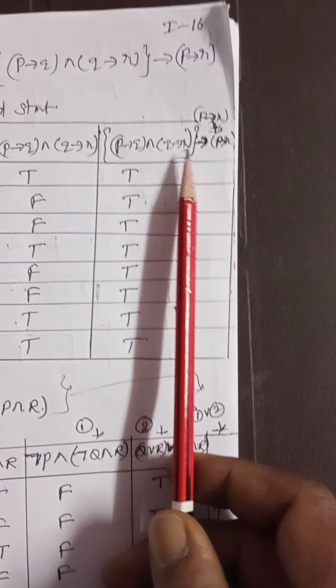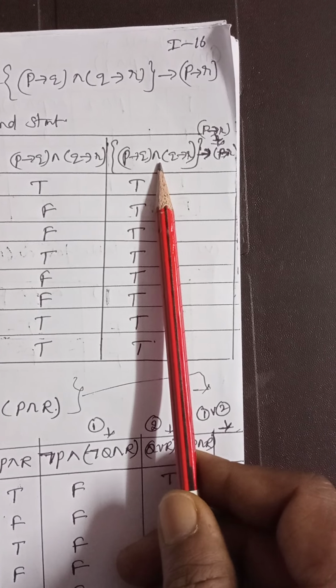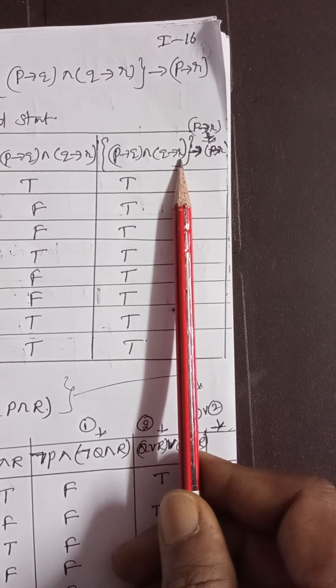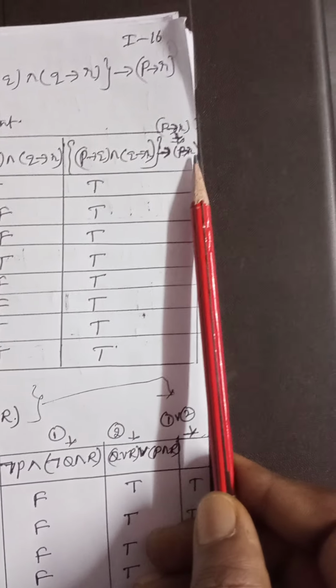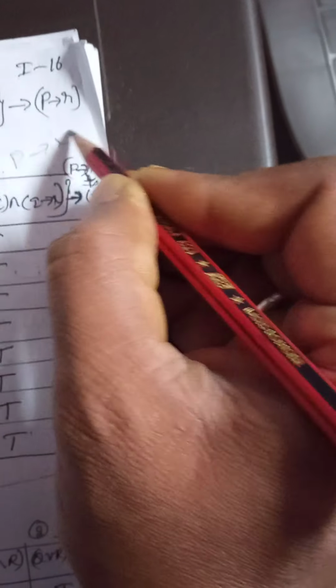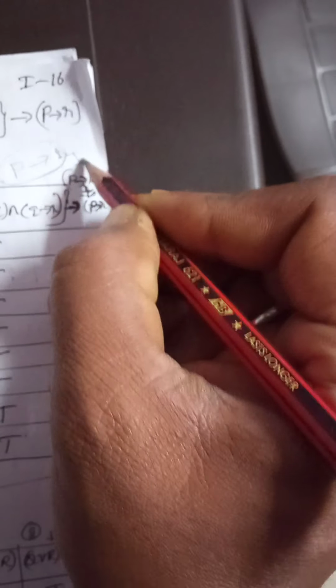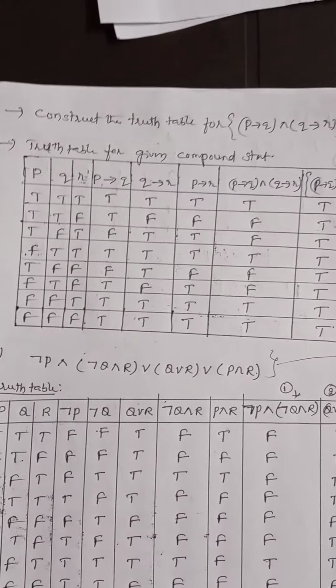This is the given statement as it is: P arrow Q and Q arrow R whole implies, this whole bracket implies P arrow R. This one is P arrow R. Right?